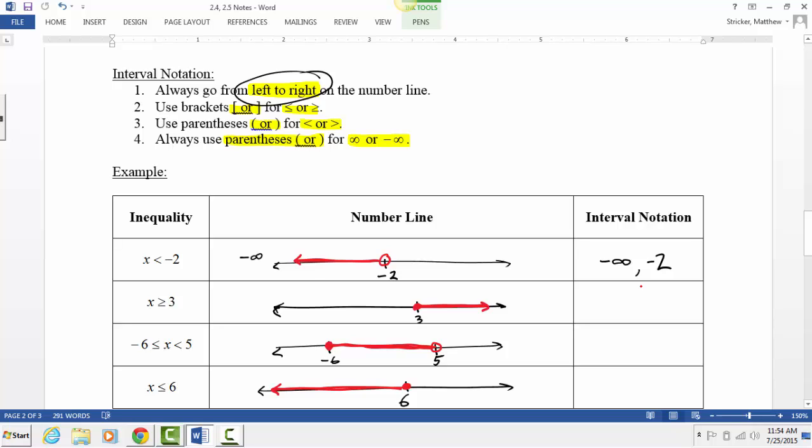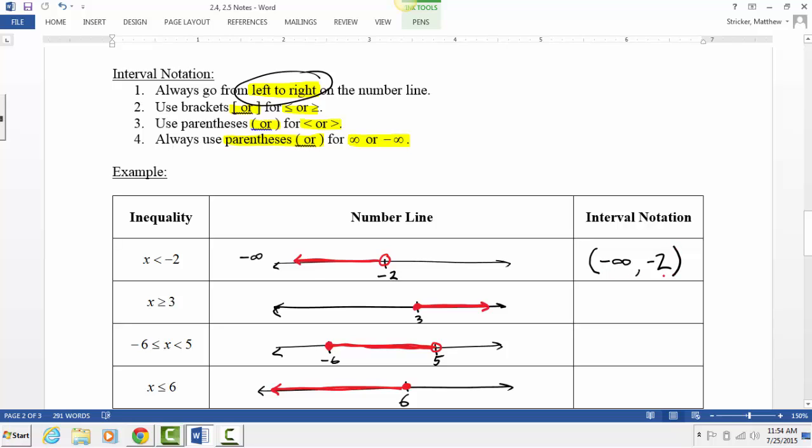And for the negative infinity, remember, we always use parentheses. So on that side, we're going to have parentheses. And then on the other side, the -2 side, it's an open circle, which means that it was, remember, less than. So anytime we have less than, that's right here, we use parentheses.